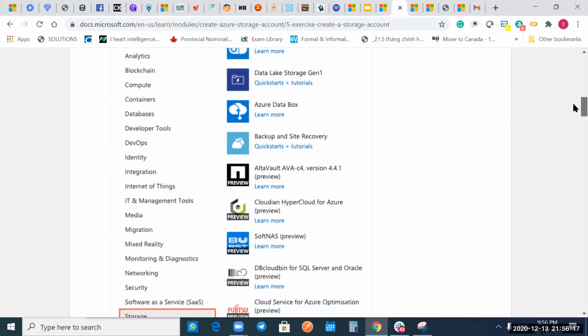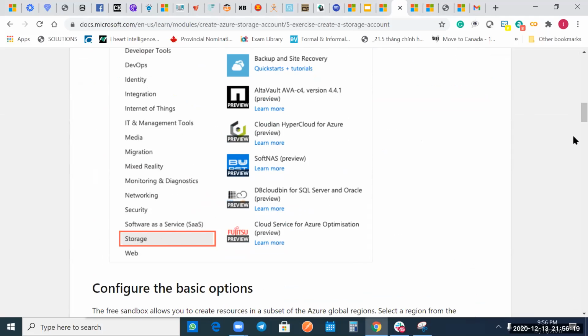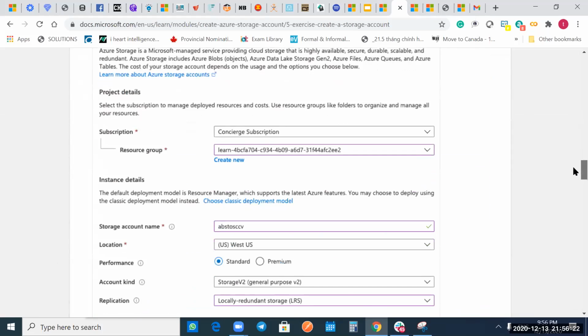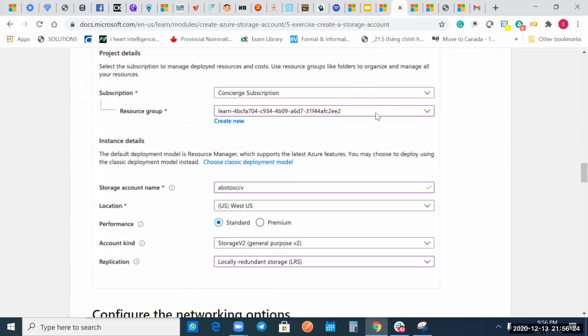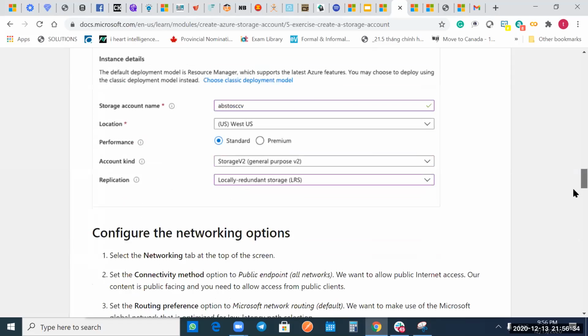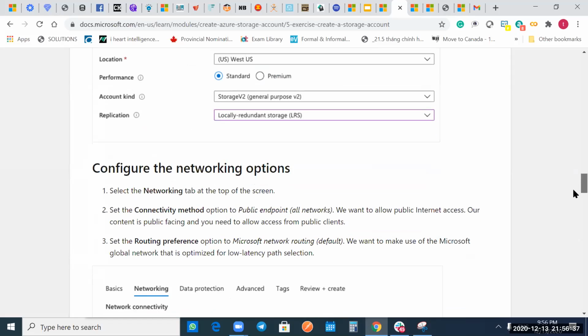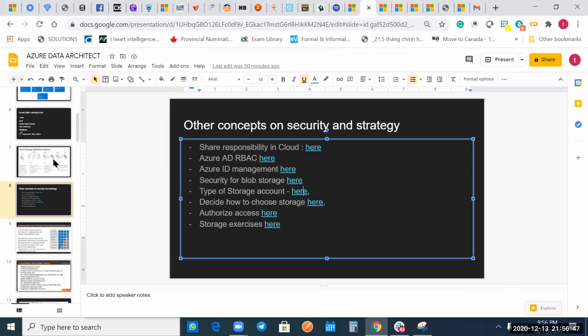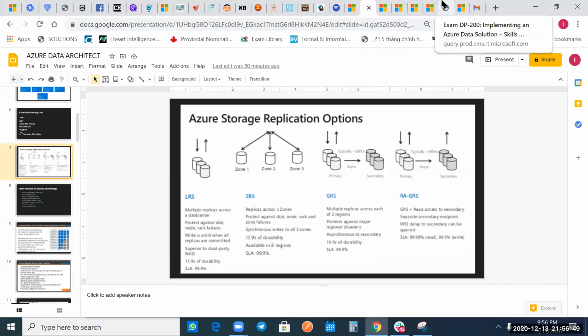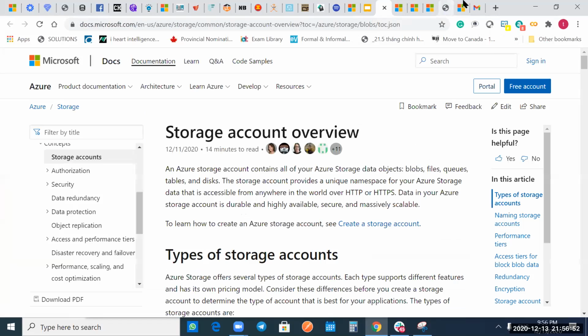I just want to show you briefly. This is the Azure portal. You go here and select the storage service. To create one, first you have to choose the subscription, then the resource group, then your location. You can see Storage V2, right? And you choose the type of replication. The default will be locally redundant, and depending on your need you can choose different types, as I showed here.